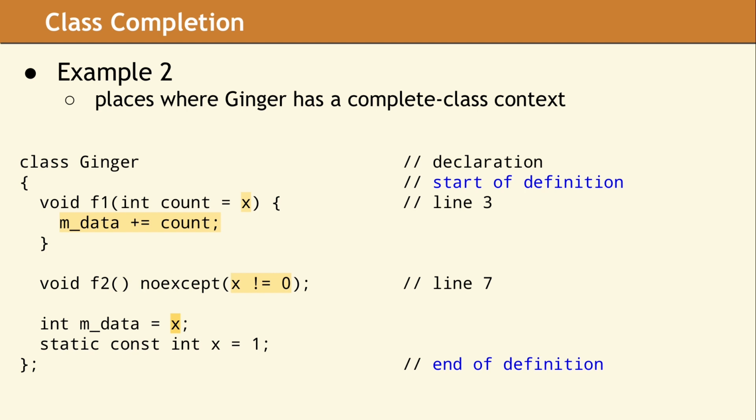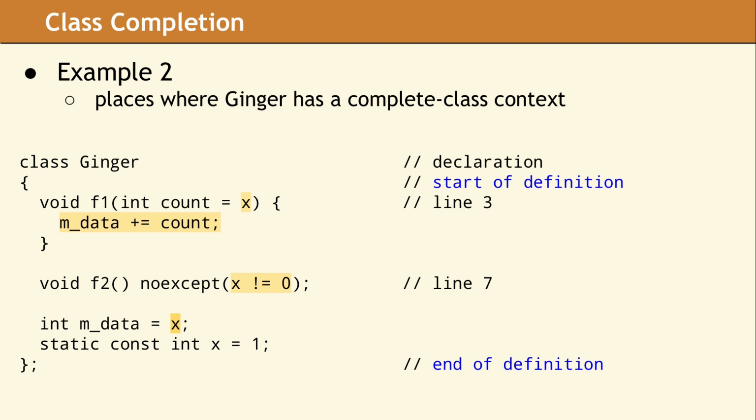Between the curly braces of the method implementation for F1 we are also in a complete class context. This explains why mData is visible and usable, even though it is declared later in the class definition.